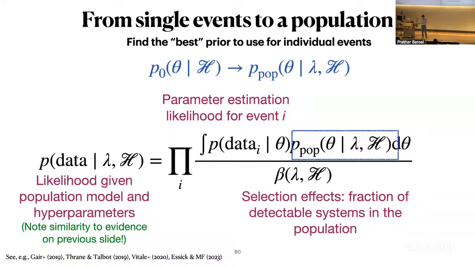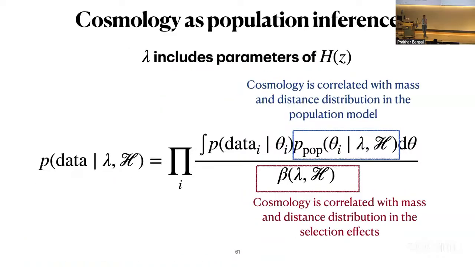And I'm going through this really quickly. There are a lot of derivations on this; you can check out these papers to see where this hierarchical Bayesian likelihood with selection effects comes from. The connection to cosmology is that when we do a cosmological analysis, it actually is a population inference, because our H(z), which we're trying to infer, is common to all events.